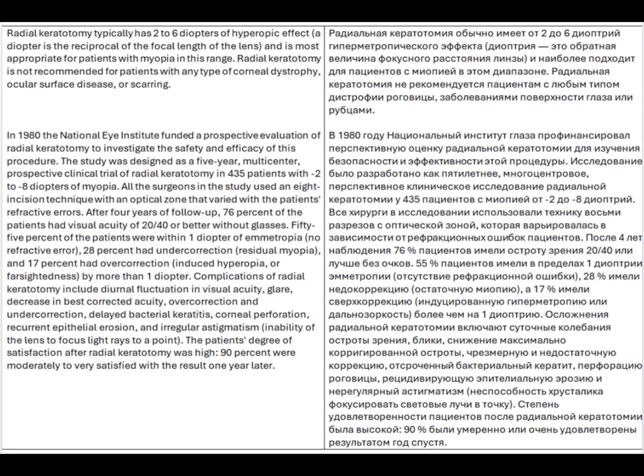In 1980, the National Eye Institute funded a prospective evaluation of radial keratotomy to investigate the safety and efficacy of this procedure. The study was designed as a 5-year, multi-center, prospective clinical trial of radial keratotomy in 435 patients with -2 to -8 diopters of myopia. All the surgeons in the study used an 8-incision technique with an optical zone that varied with the patient's refractive errors. After 4 years of follow-up, 76% of the patients had visual acuity of 20/40 or better without glasses.